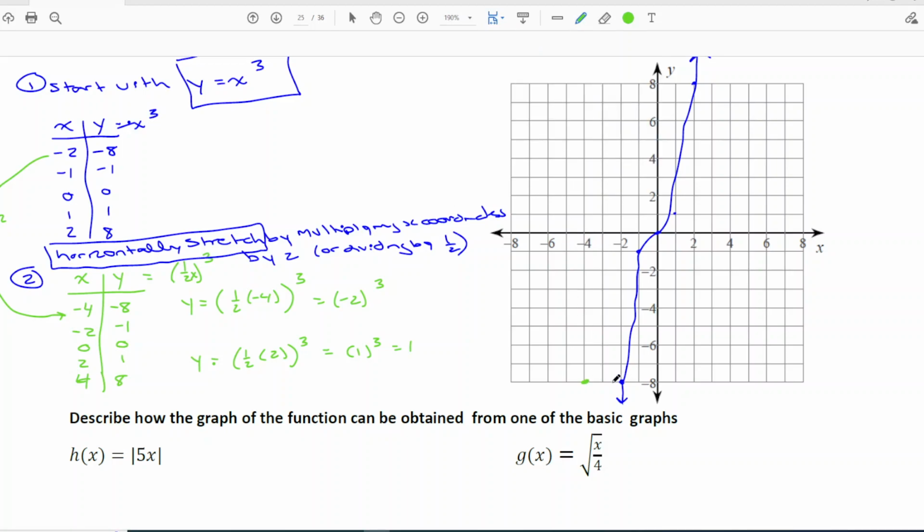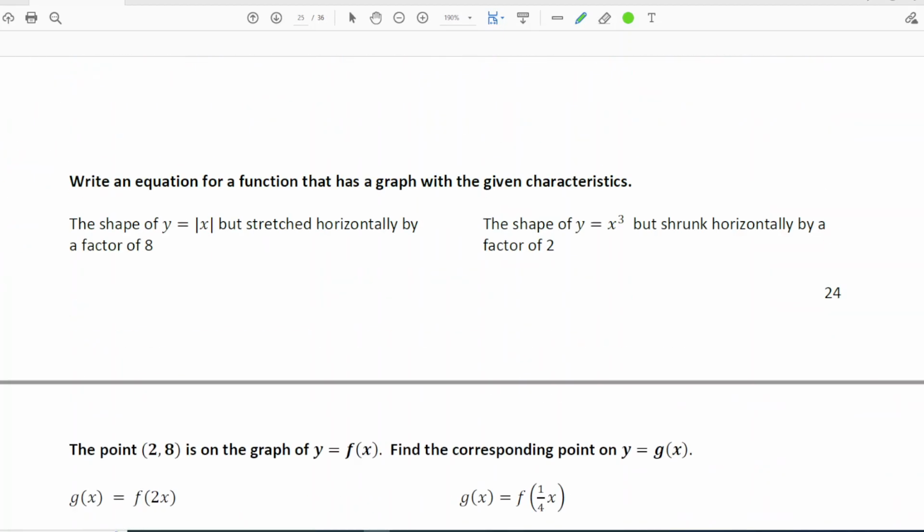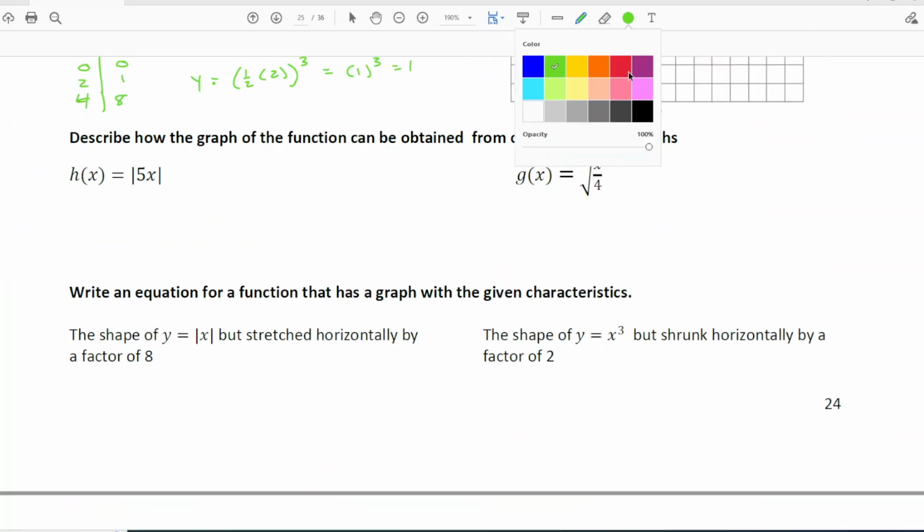And again, you can see that this has been horizontally stretched by 2. This negative 1 is going to go to negative 2. This 1 is going to go to 2. And this 2 is going to go to 4. So that we end up with this horizontally stretched y equals x cubed graph. Okay, now we can go on. So now we're just going to practice that wording.